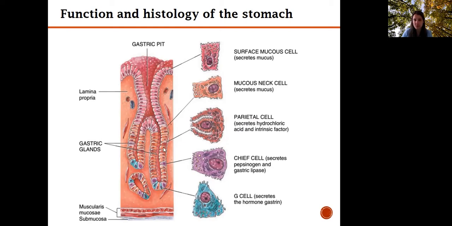And the glands are composed of different kinds of cells. At the upper part of the glands, we find the mucous neck cells producing mucus. Then a little bit lower down, we can find the parietal cells. The parietal cells will produce the hydrochloric acid of the stomach, which will give the acidic pH of the stomach, which is around pH 3.